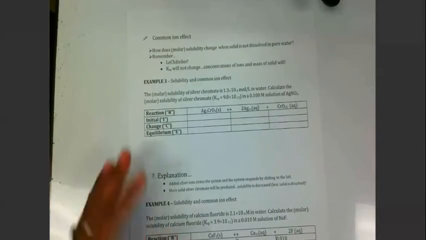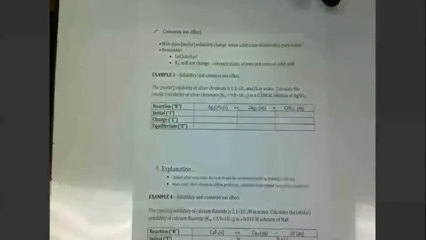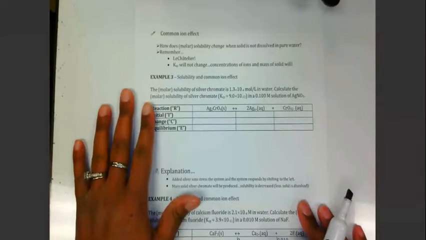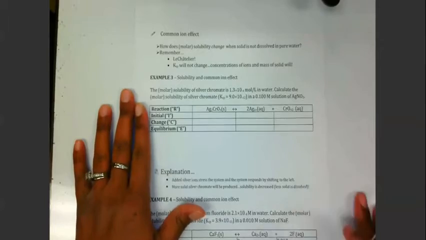You should have this sheet. We just didn't finish it. I want you to go to the common ion effect part, and we're going to look at example number 3, where it says solubility and the common ion effect.